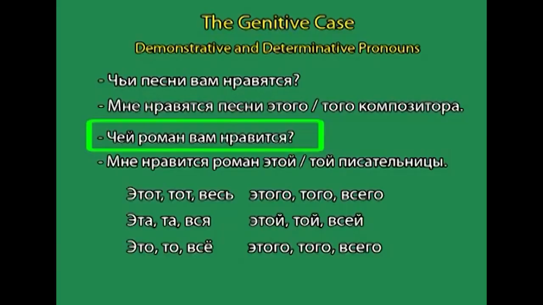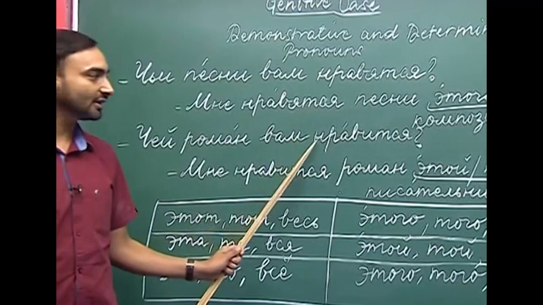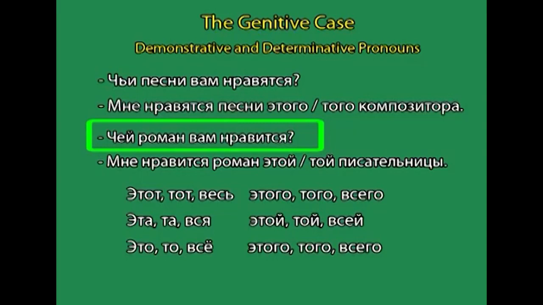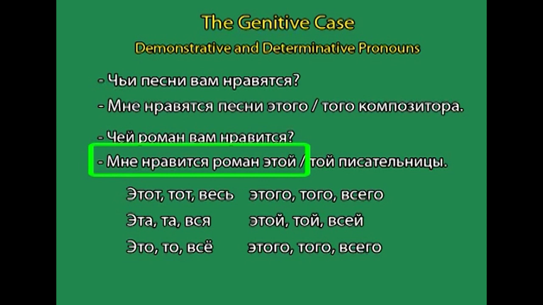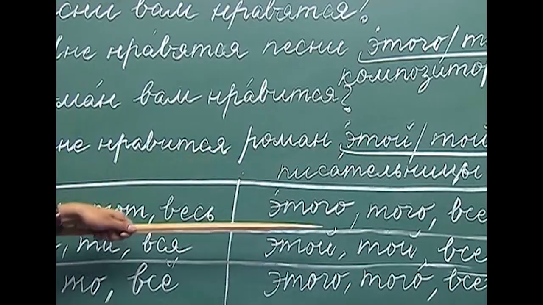Next question. Чей роман вам нравится? Here роман is singular. That is why нравится has been used. Нравится represents the singular nouns or singular subject. Чей роман вам нравится? Мне нравится роман этой или той писательницы.